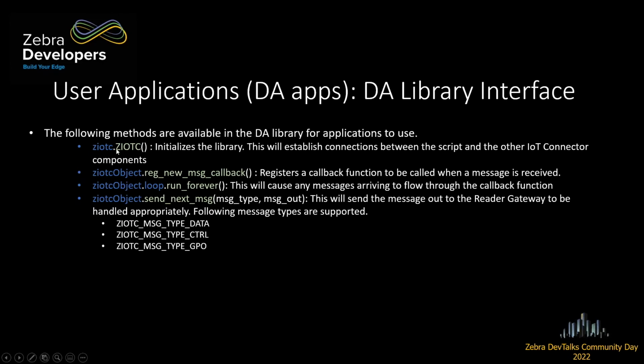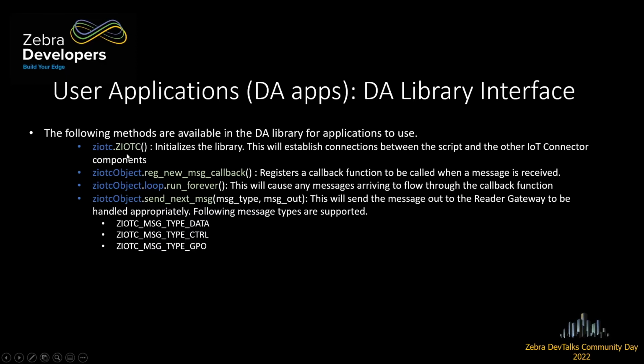Okay, so this is the library interface. I just want to illustrate here what is minimally required by the user applications to do. The first thing that will be required is to create this GIOTC object. I'm taking Python as an example here. So once the script has imported this GIOTC module, it needs to instantiate or initialize the library using the GIOTC call.